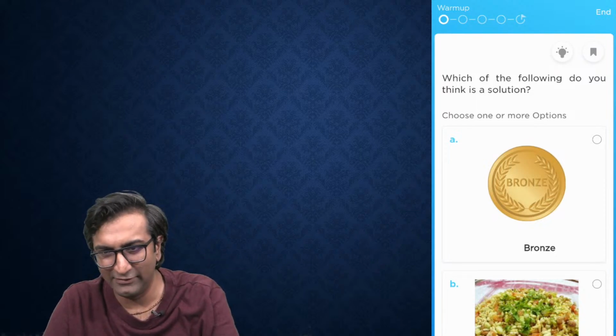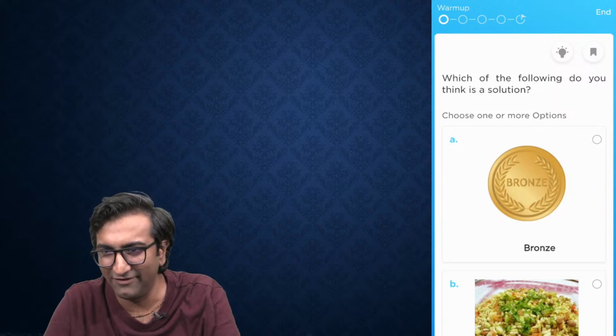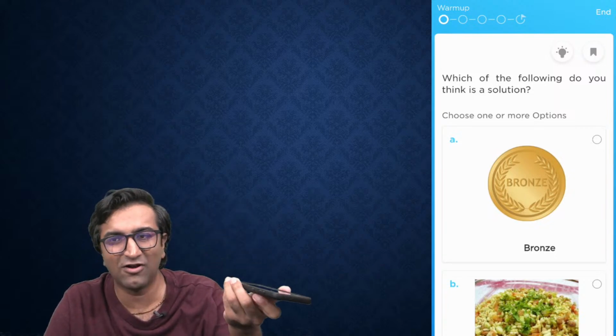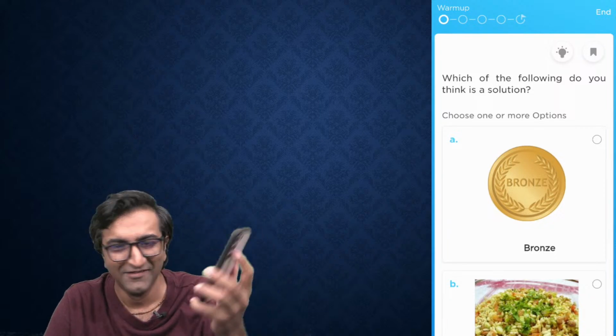PDF कैसे मिलेगा? What do you mean a PDF? I'm doing a practice session using the app. You want a PDF of the, I don't understand what you're talking about. We were doing our practice.